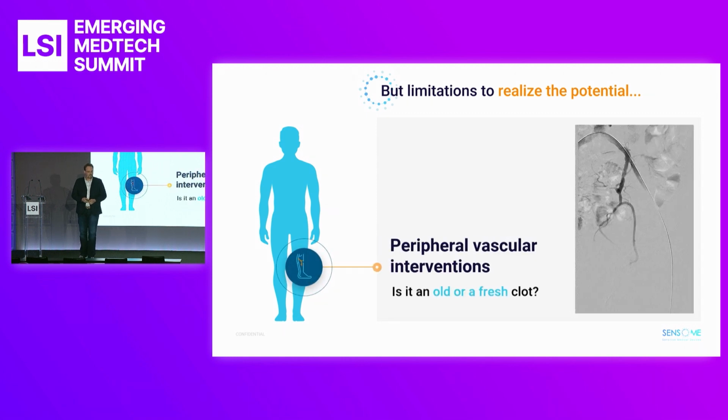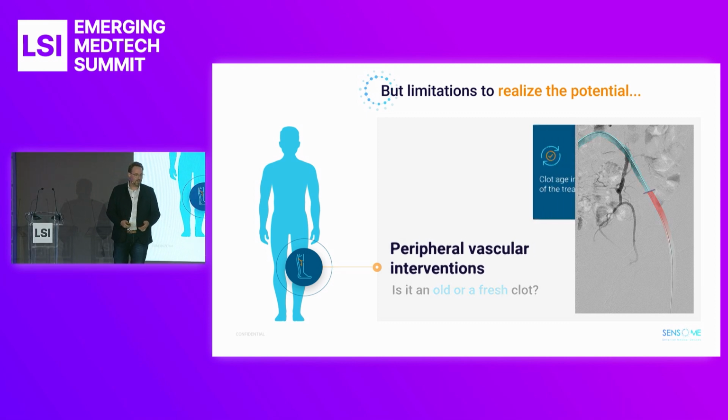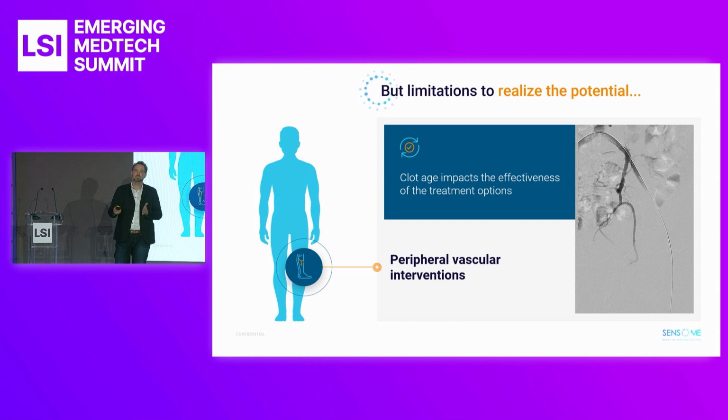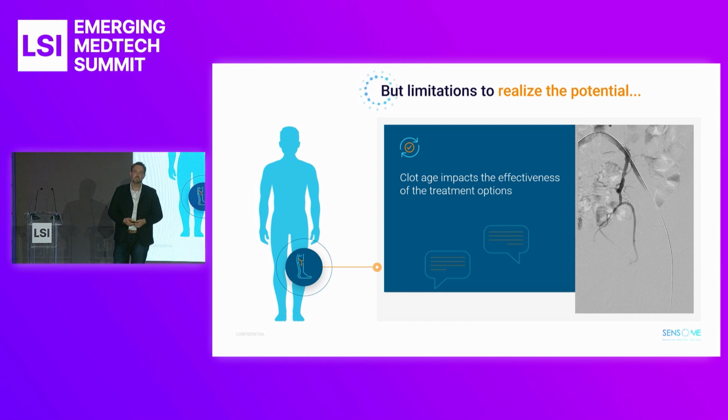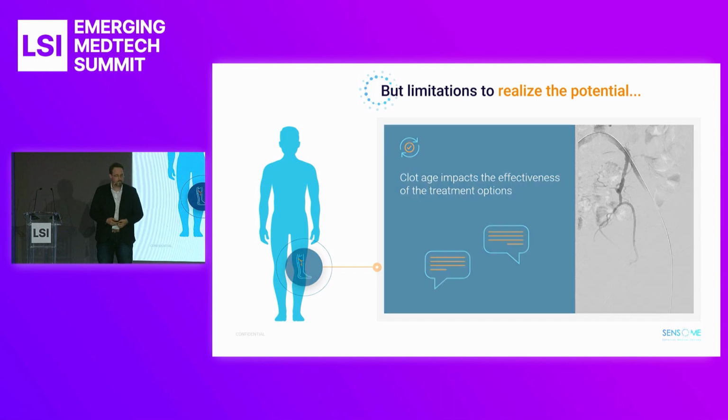Here's another patient. In this case, it's a blood clot blocking flow to the lower limbs. And the question here is, is it an old hard clot or is it a soft, fresh clot? Again, the physician can't really figure that out because he needs to know it in order to choose the most effective treatment for his patient. The one thing he can do is talk to the patient, trying to get the medical history, which is a very crude way of evaluating things. And in this case, for example, that led to choosing the wrong treatment.